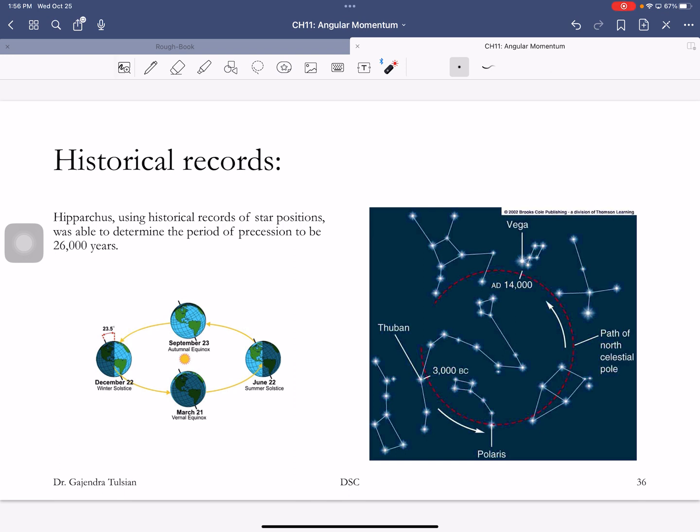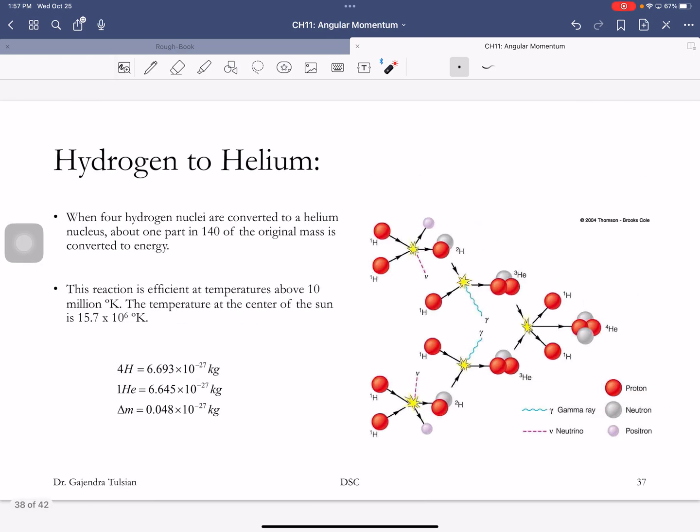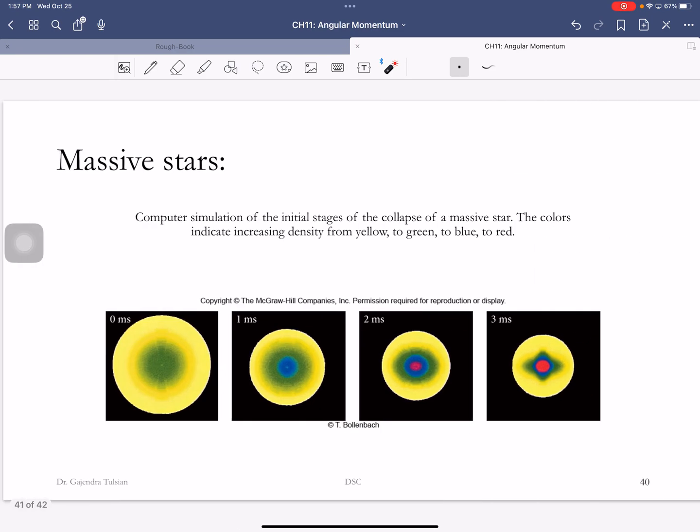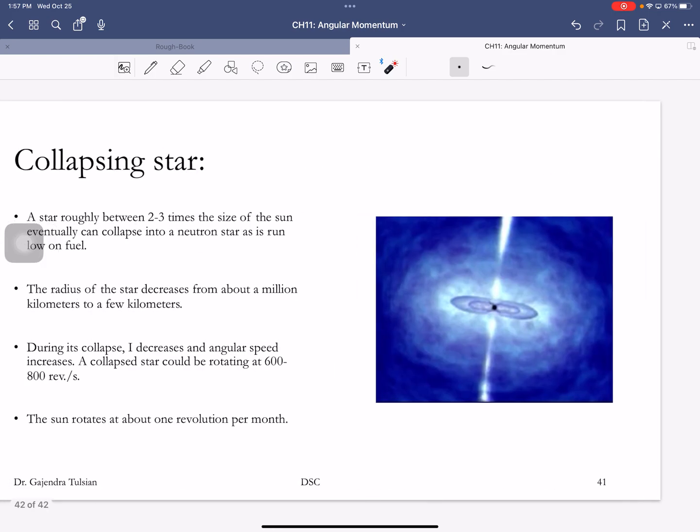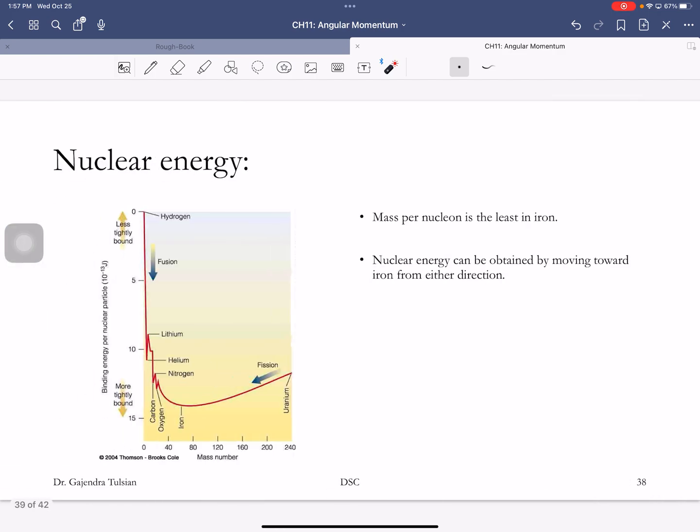So what does that mean? If you came back to Earth 13,000 years from now, here in Florida, summer will be in December. All right, this is a long story, so you guys can read about it. We'll stop here.